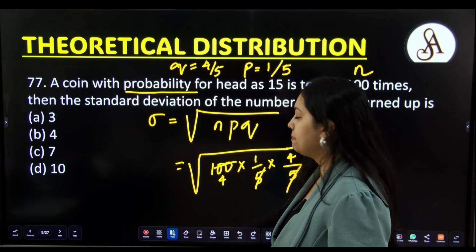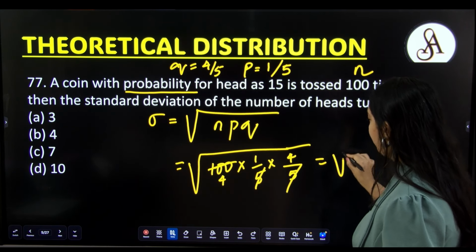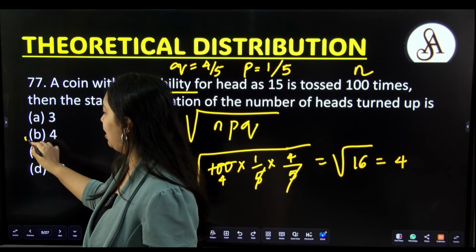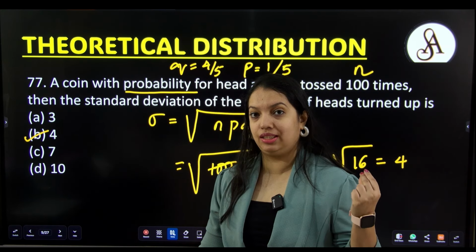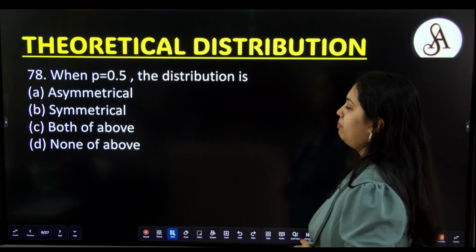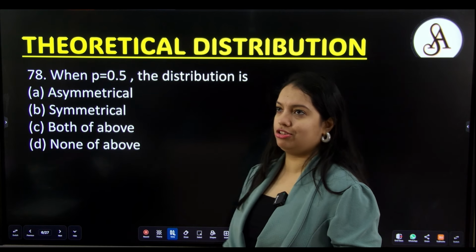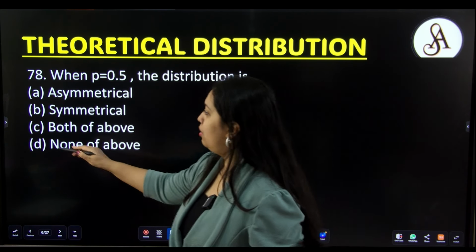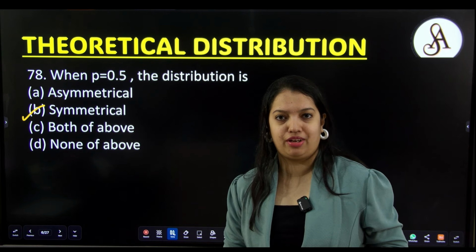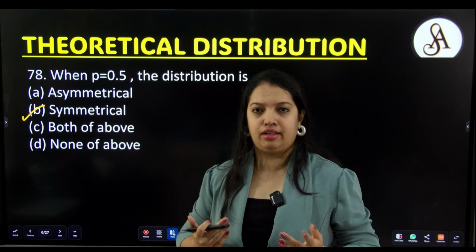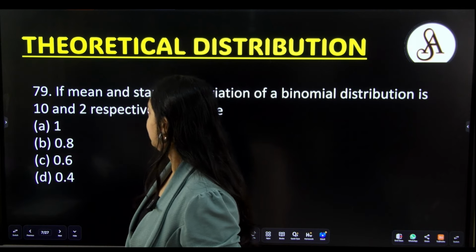4s are 100. So, square root of 4 into 4, square root of 16, your standard deviation value is 4. How did I solve? Using binomial distribution standard deviation formula. Next, when p-value is 0.5, the distribution is dash. We have done this multiple times in Poisson distribution. Whenever p-value becomes 0.5, we call that distribution symmetrical. P is half, Q is half. It can also be done using normal distribution.